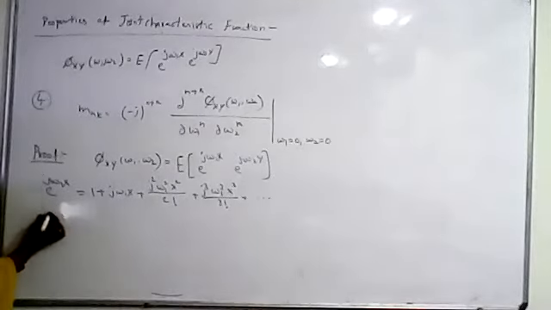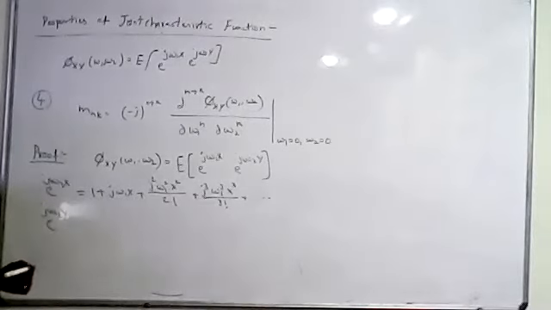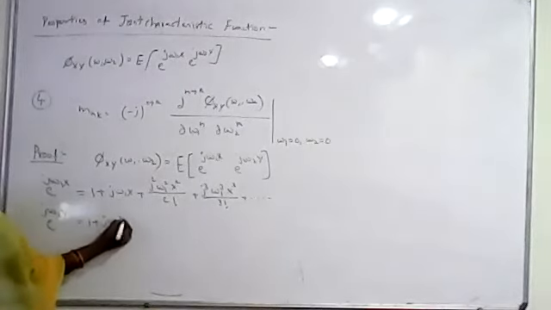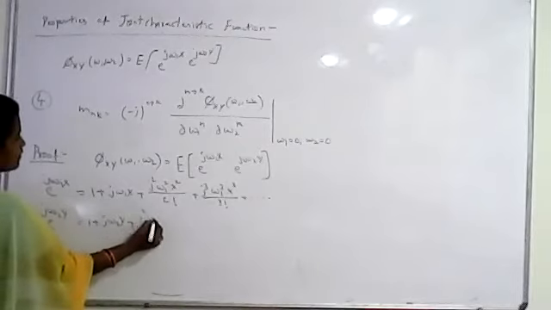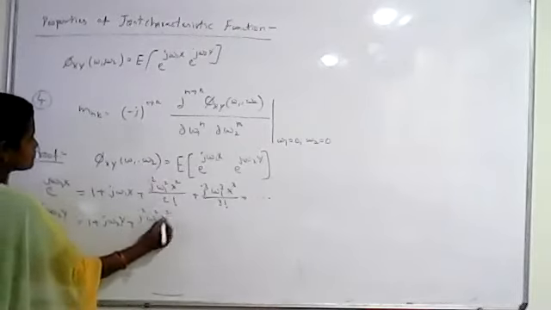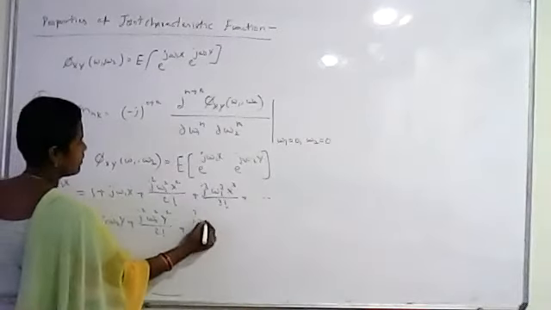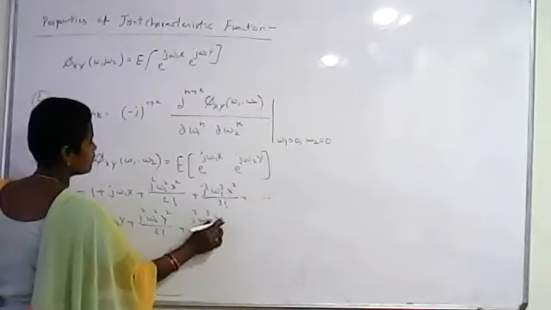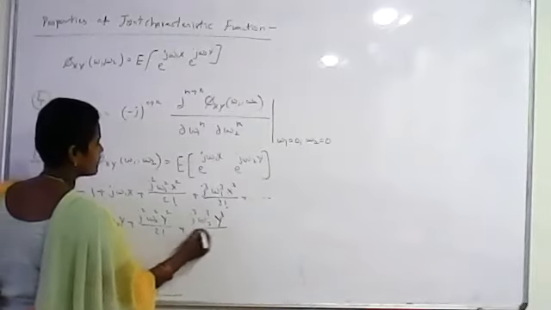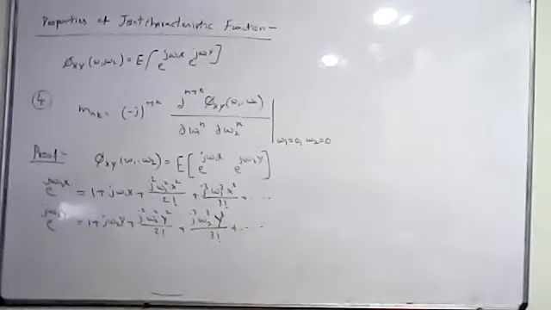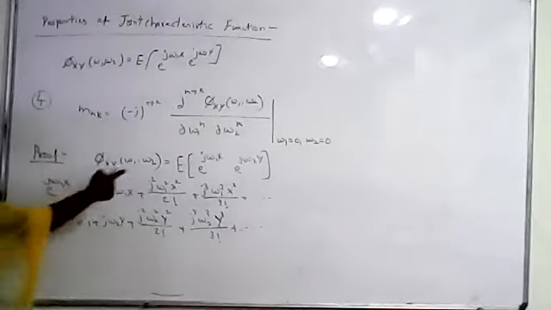Similarly, e power j omega 2 y will also be expanded by using series expansion. So it can be written as 1 plus j omega 2 y plus j square omega 2 square y square by 2 factorial plus j cube omega 2 cube y cube by 3 factorial plus so on. Like that, we will be expanding this using series expansion. Now substitute these two in this equation.